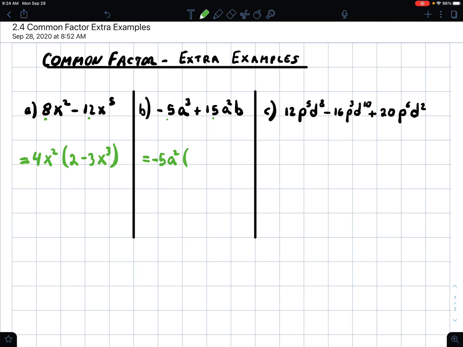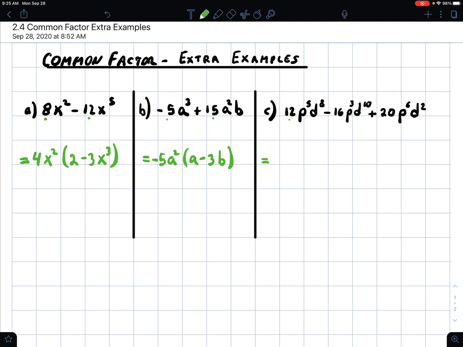Okay, minus 5 divided by minus 5 is 1. A to the power of 3 divided by a to the power of 2 is just 1a. Nothing left. 15 divided by minus 5. Careful with the sign. So that's minus 3. A squared divided by a squared is 1. We don't write anything. And b, it just stays the way it is. And that's our answer. And last one.